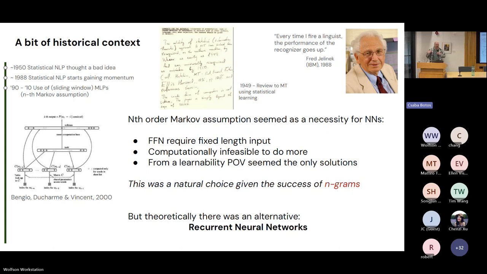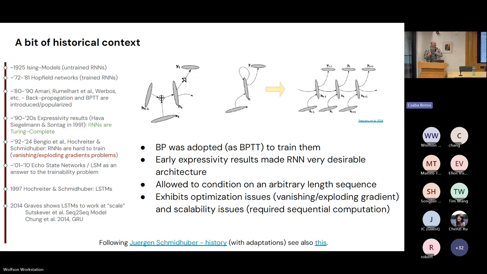But even back then we had an alternative, which was recurrent neural networks. And the talk is about recurrent neural networks, so it's about how we got back to them. So what happened with recurrent neural networks?